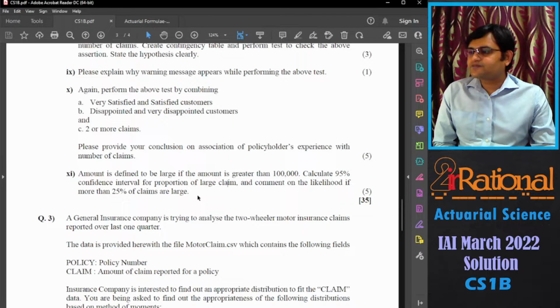So the last part, amount is defined to be large if the amount is greater than 100,000. Calculate the 95% confidence interval for proportion of large claim and comment on the likelihood if more than 25% of claims are large.